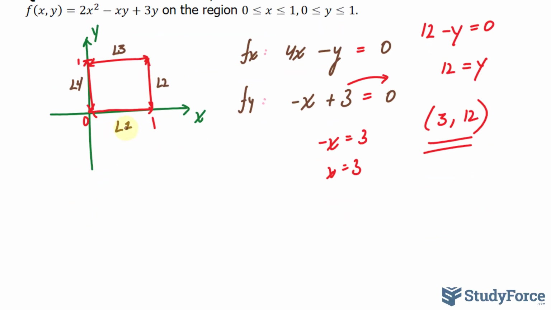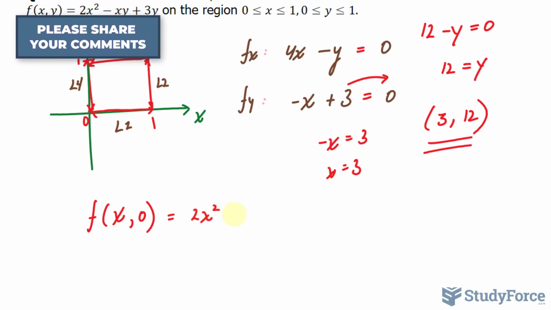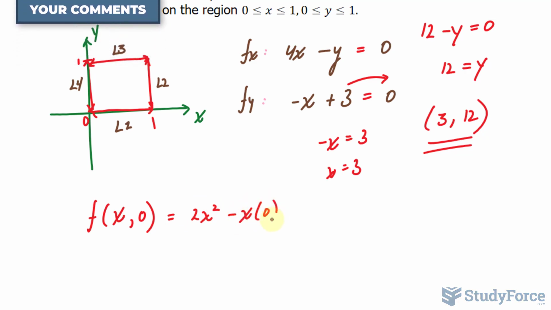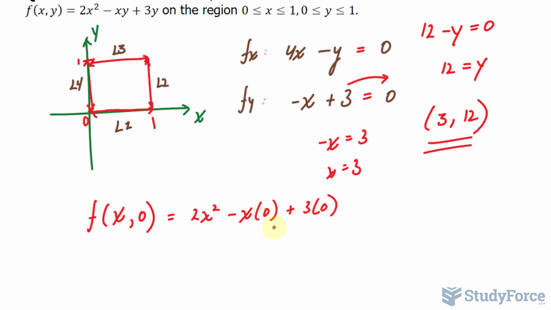Let's start by analyzing what happens along L1. So our function will be evaluated. Since we don't know the precise x, because it ranges from 0 to 1, we'll write down x, but we do know the y, it's 0. So we'll evaluate this at x and 0. So we'll substitute x wherever we see an x. We have 2x squared minus x times 0 plus 3 times 0. This reduces down to 2x squared.